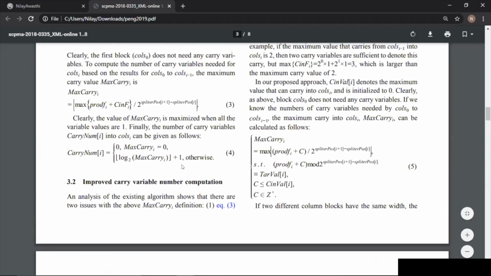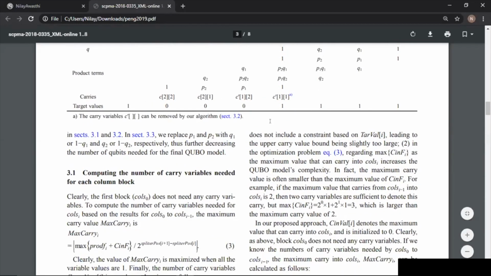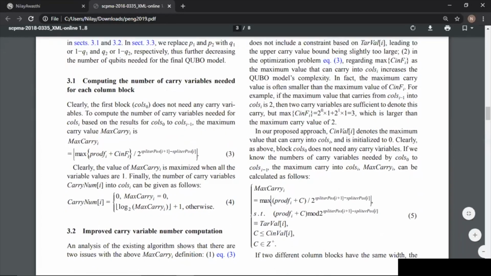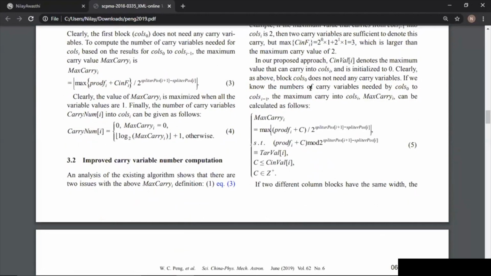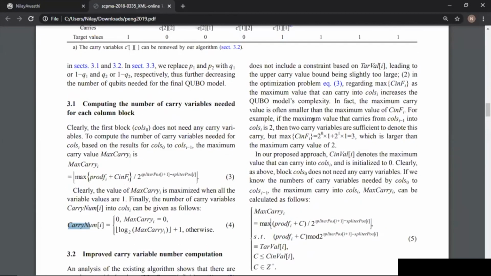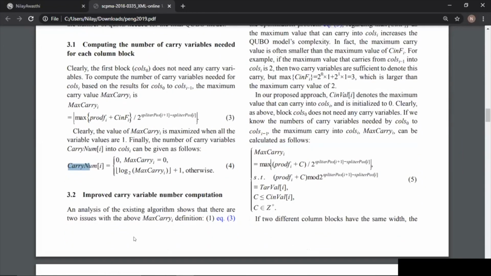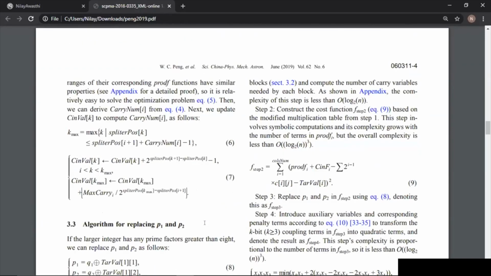So in short, we were trying to deduce the number of bits we actually require over here. With this optimization, where you bring in the relationship and modify the maximum carry with the C in, and then bring it in with carry num, we were actually able to reduce the number of bits required to solve this. So that was the improved carry number variable computation.